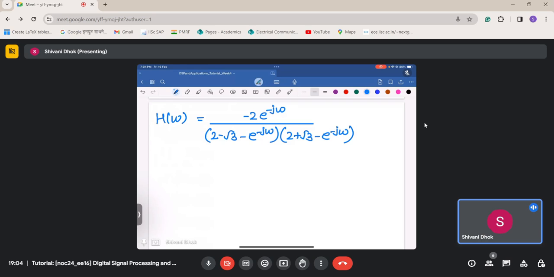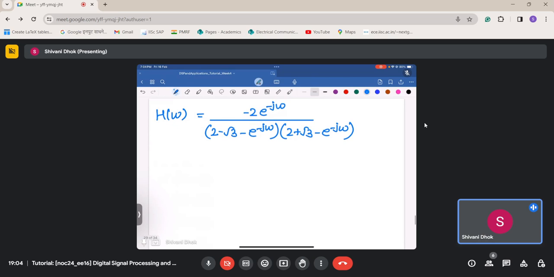So now what we will do is, let's consider this quantity: 2 minus root 3 minus e power minus j omega minus (2 plus root 3 minus e power minus j omega). So this thing if I take, then this thing gets cancelled. This thing also gets cancelled, and what we are left with is minus 2 into root 3.